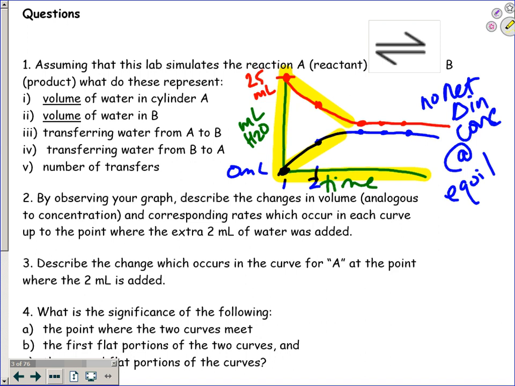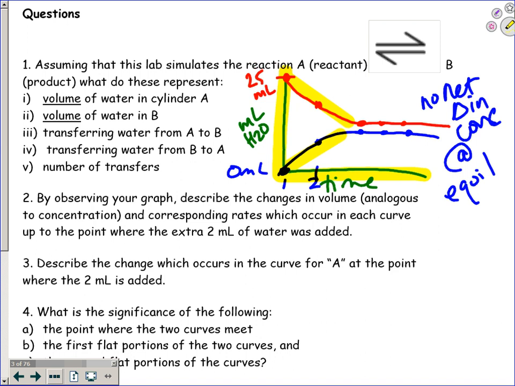Answer this question. On 1, give me a quick answer. 1I, volume of water in cylinder A is what? Concentration of reactant A. B, 2. Concentration of product B. Okay, transferring A to B: reacting in the forward direction. Number 4, transferring B to A: reacting in the reverse direction.